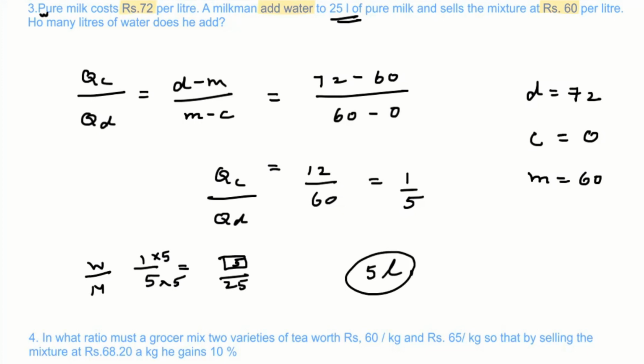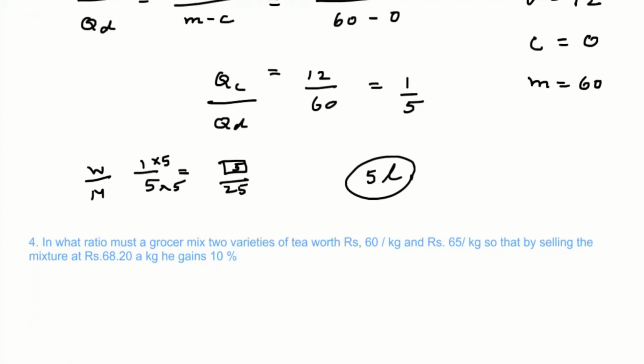Is it clear? Again here is mixing of two varieties. What two varieties are you mixing here? One is milk and the other one is water. And we'll move on to the next sum.